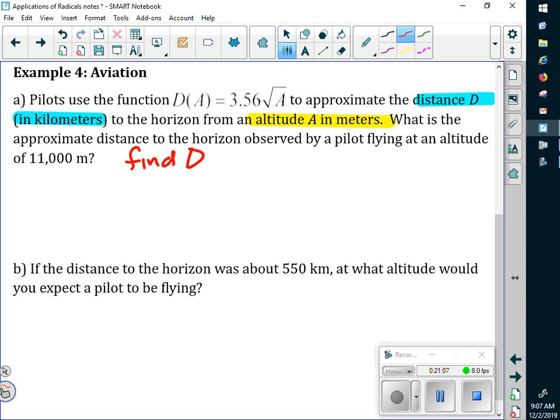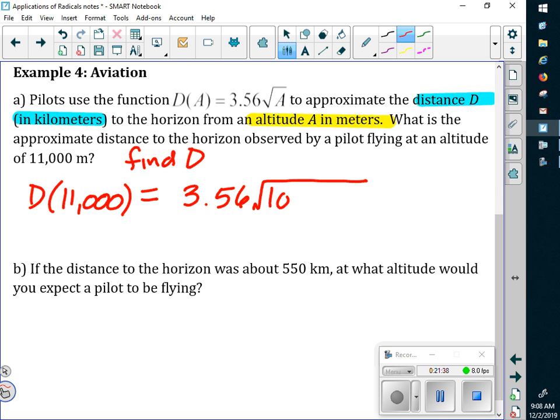All right. D of, what is A? Notice it says A is measured in meters. So is this 11,000 in meters? Yes, so we're going to have to use 11,000. So D of 11,000 is... There are going to be ones that we have to convert. It's possible. That's why you'll need to watch your units. Times the square root of. That ought to be pretty easy, yes? Run to your calculator. Put it in.